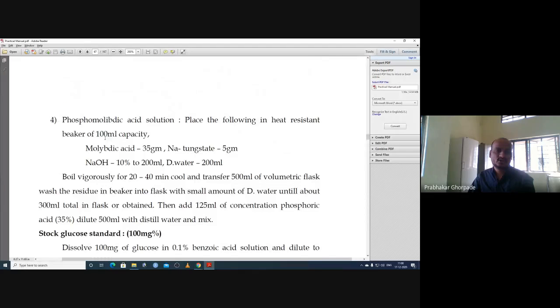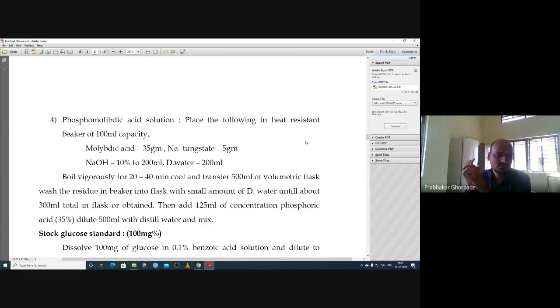Next, take the phosphomolybdic acid solution, placing the following in a heat resistant beaker of 100 ml capacity. So how to prepare phosphomolybdic acid? Take molybdic acid 35 gram, sodium tungstate 5 gram, then 10% NaOH to 200 ml distilled water. Boil vigorously for 20 to 40 minutes, cool, and transfer to a 500 ml volumetric flask.